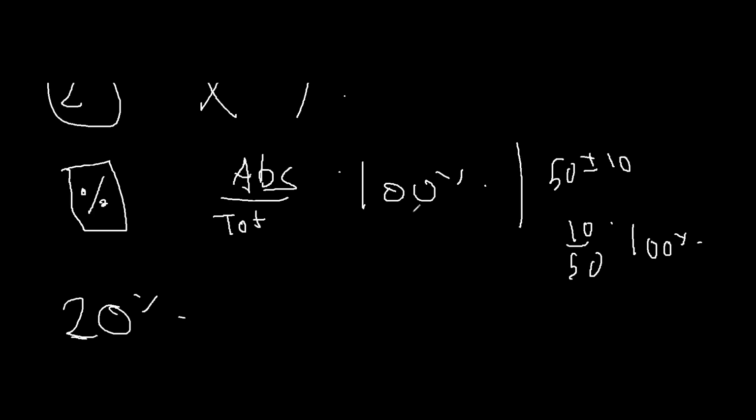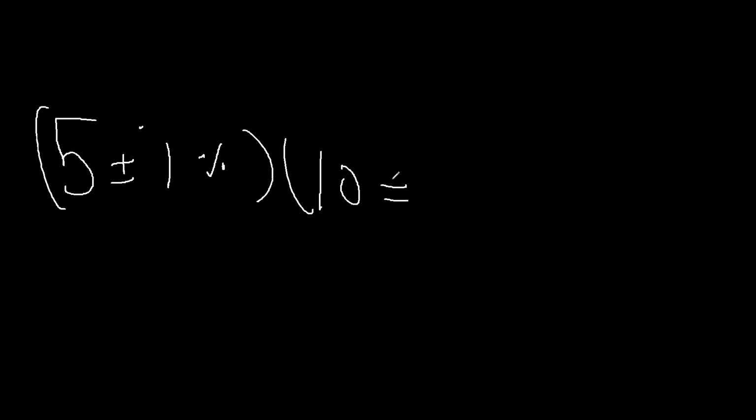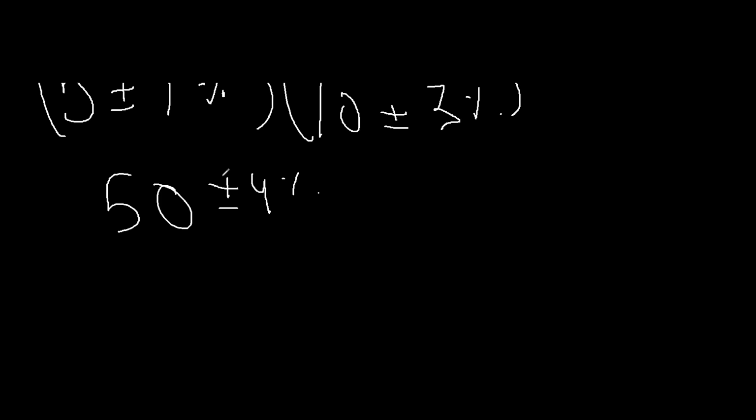So let me give you an example. In this case, what we do is we add percentages. Let me give you a more clear, simple example. Let's say we do 5 plus or minus 1% times 10 plus or minus 3%. What we would do is multiply 5 and 10, so 50, and then 1 plus 3 is 4, so 50 plus or minus 4% would be the final answer. And of course, it's good practice to also write the absolute uncertainty. 4% of 50 is 2, so this would also be 50 plus or minus 2.